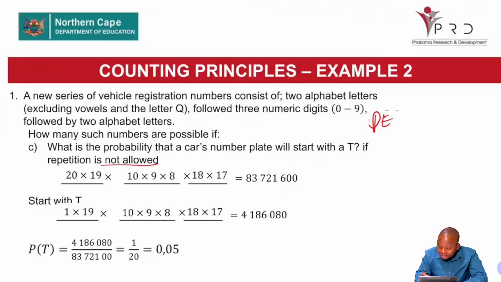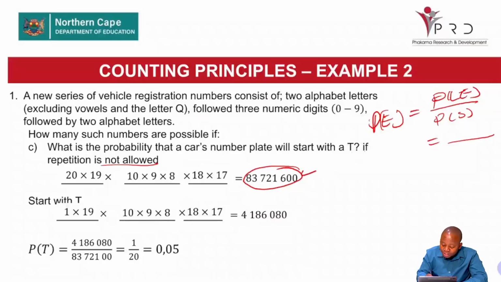Probability of an event equals the probability of a certain event that we're satisfying over the probability of S, which is the total for this case. So we need to find the total first. What is the total? When repetition is not allowed, the total is the one of repetition not allowed over starting with T. That means we are restricting: here we are starting with T and repetition is not allowed.